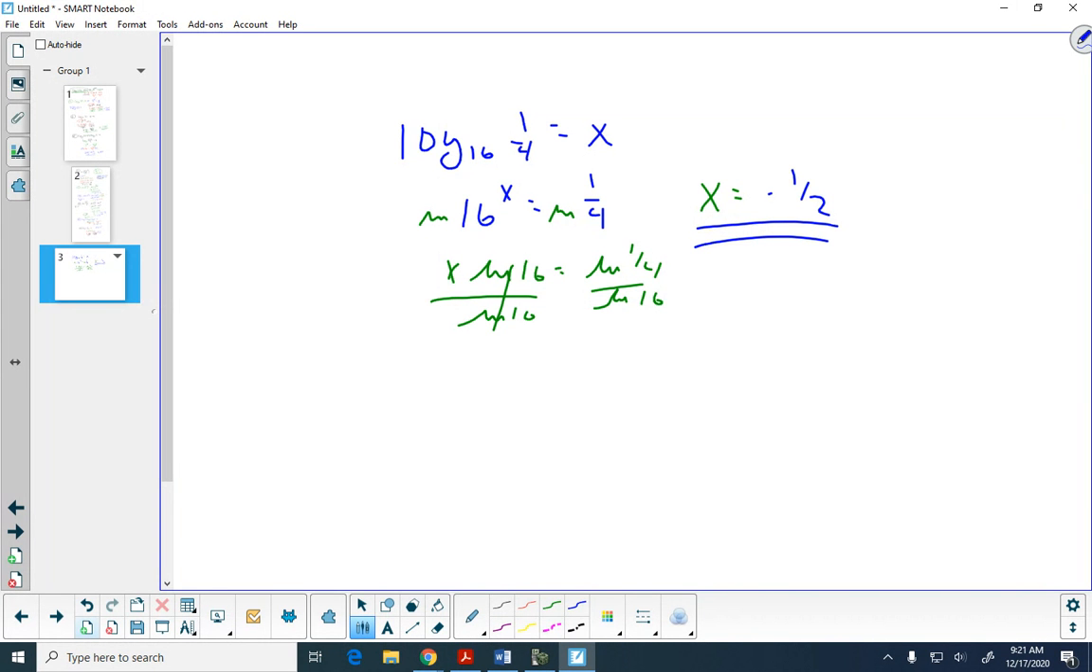Now let's take a look at a different way of looking at this. When we have 16 to the x is equal to 1/4, if I take a look, I can write 16 as 4 squared to the x power. And 1/4 would be 4 to the negative first power. So we have 2x is equal to -1. Divided by 2, x would equal your -1/2. So either way, you can solve the problem. And you wouldn't have to go through the logarithms to do that.